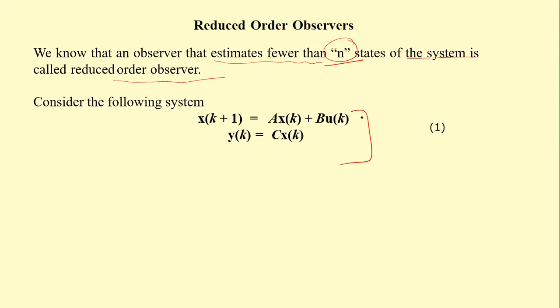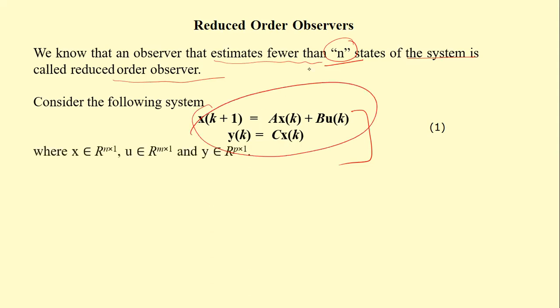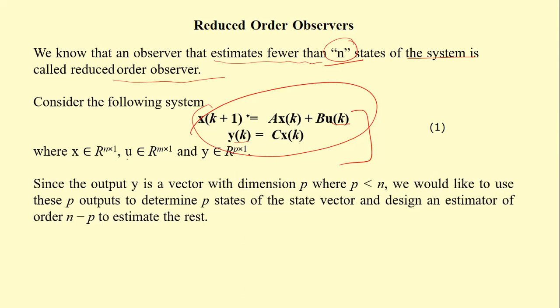So if we have a system, this one, for such a system we have X, which is nothing but the state vector, U is the control variable, and Y is the output variable. These are real parameters. X is an n by one state vector, like this. Okay, so now, because the output is a vector, right?